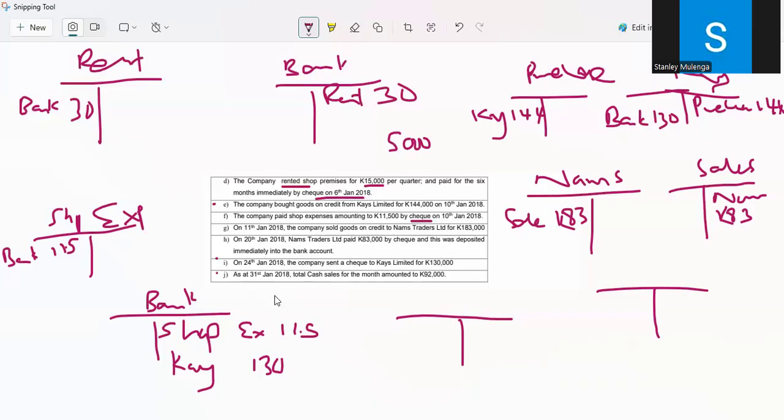Okay. Then on the 1st January 2018, total cash sales amounted to 92,000. So you go to cash and sales account. So cash sales, I mean the sales is always receiving. So here put cash. How much? 92,000. Then you're receiving the cash sales, put sales there 92,000. So this is how our transactions will look like.